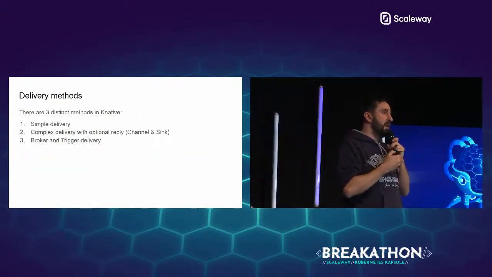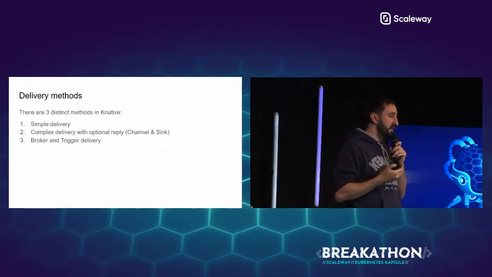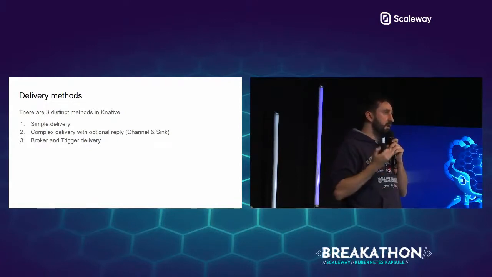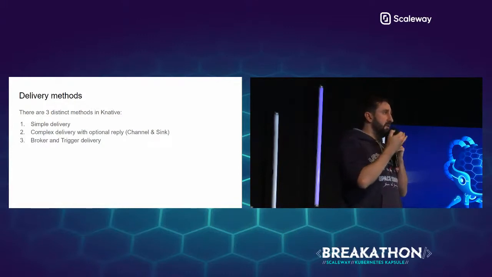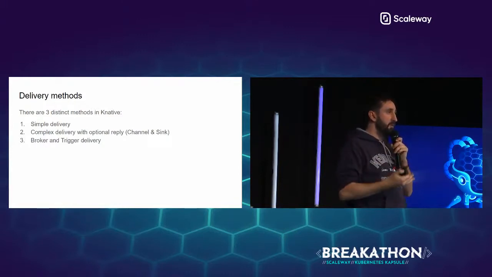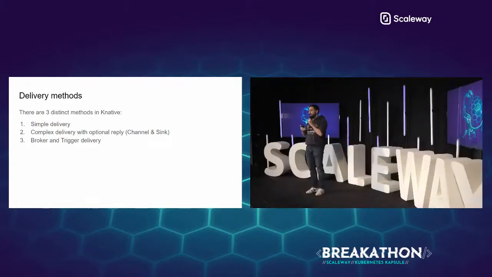Okay, so now we know how to create events to be able to have a bridge between your microservices, and there are 3 different ways to deliver your events across your Knative application. The first one is a simple delivery, so you will have events created and consumed by a Kubernetes service. The second one is a complex delivery with channel and sink. You will see that later. And the third one will be broker and trigger.